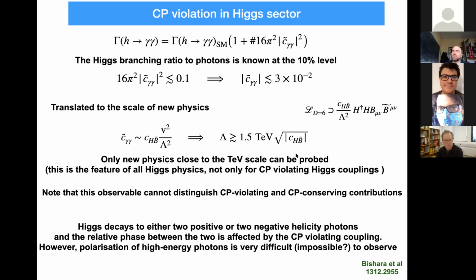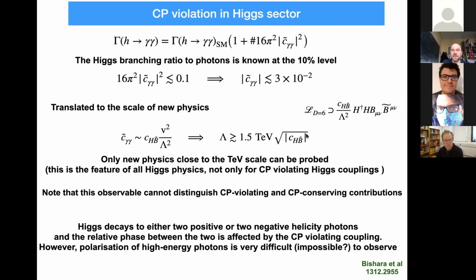So that is very disappointing. We in the electric dipole moments business are used to sensitivity to lambda of the order of 10 to 5 TeV. Here we're getting just order TeV. And this is even optimistic because, again, typically this C_HB tilde will arise at loop level, so there will be a loop level suppression. So you're really sensitive to physics at or below a TeV in these observables.